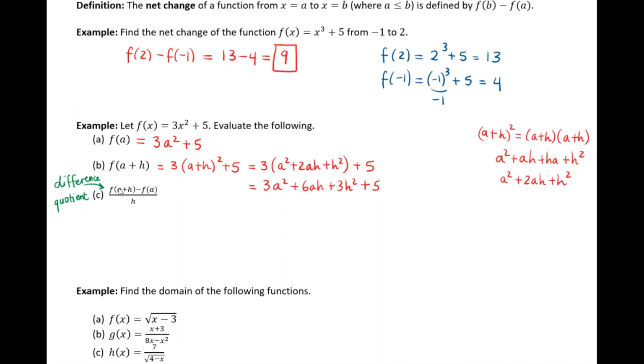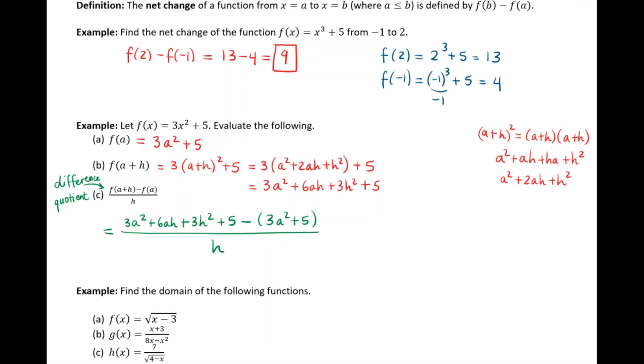Now in this one we already computed the first one. You know how to compute that one from part B. So I have 3a squared plus 6ah plus 3h squared plus 5. And it says minus f of a. This is f of a plus h. We have minus f of a from the first part again, 3a squared plus 5. And the whole expression divided by h.